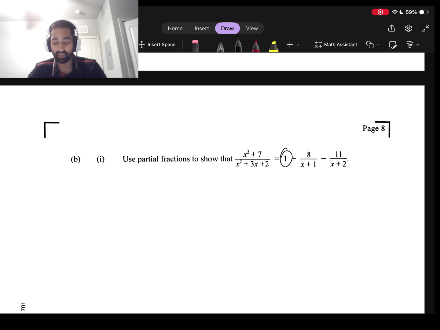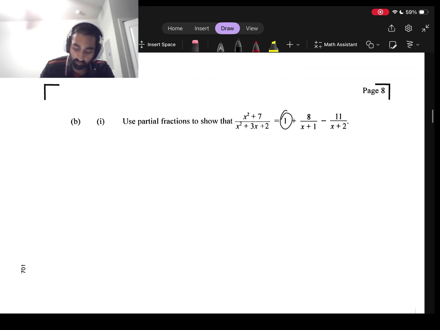When you see a number in the answer that's not a fraction, that's a hint that you have to use some kind of manipulation first. So let me show you how you do it. Let's start with the original fraction, x squared plus 7 over x squared plus 3x plus 2.